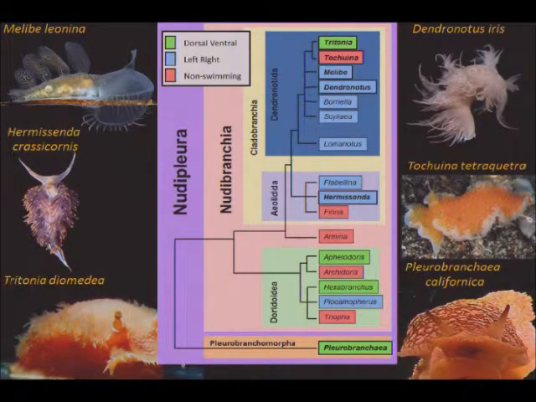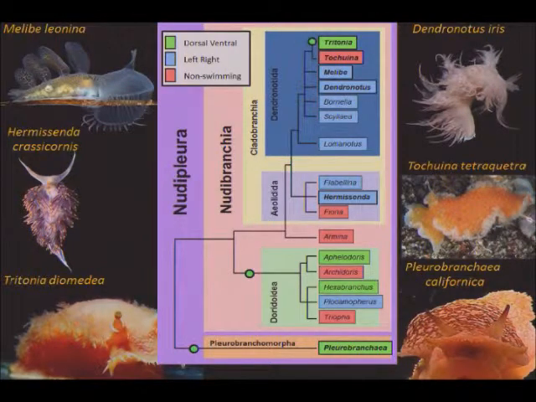Here in red are the non-swimmers. So Tochuina tetraquetra doesn't swim, and it's the most closely related species on this tree to Tritonia. They're in the same family. And there are many other sea slugs that I'm not showing you here that don't swim, but notably there are slugs in every single monophyletic clade that don't swim.